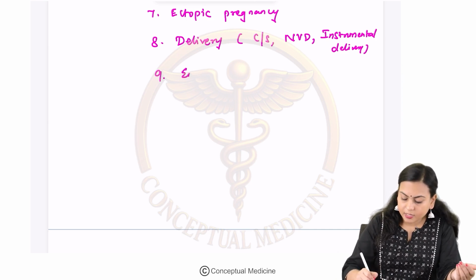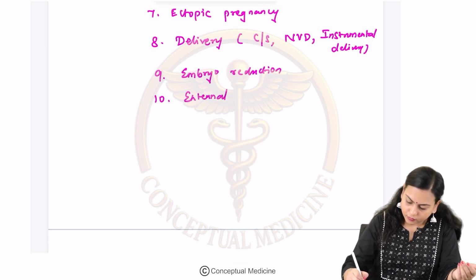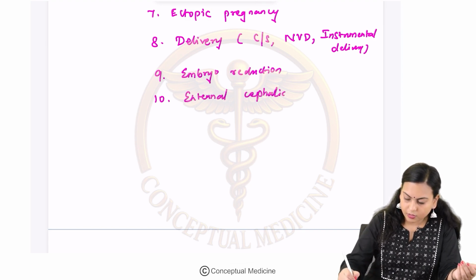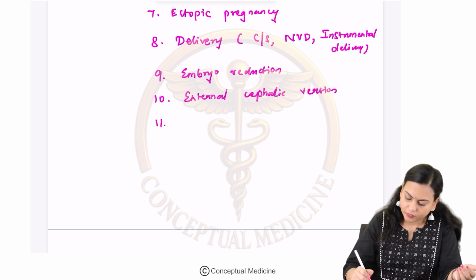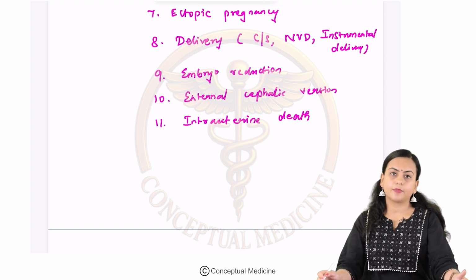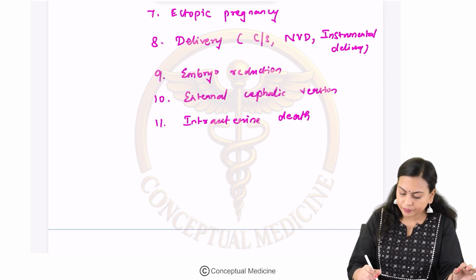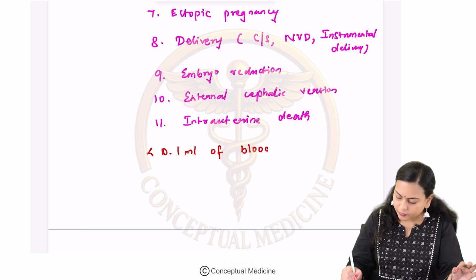And in some cases, when we are planning embryo reduction or external cephalic version, and even in cases of IUD, okay, that is intrauterine death. So, in all these cases, there can be fetal-maternal hemorrhage, and remember that less than 0.1 ml of blood, okay.